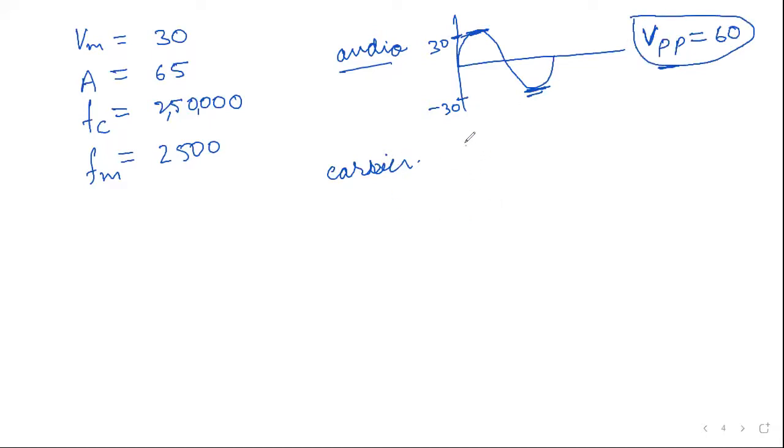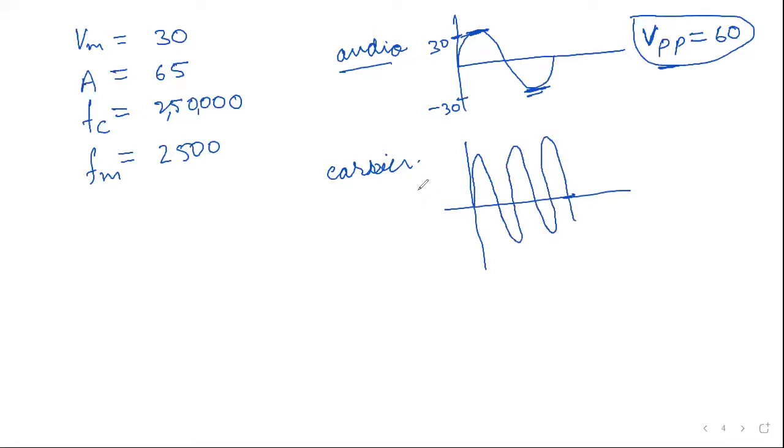And if you want to draw the carrier signal, again the carrier signal is also a sinusoidal signal. So you have to start from here. This carrier signal will have the amplitude of 65, so here it should be minus 65. So this is x(t), the modulating signal or the audio signal, and this is c(t), the carrier signal.